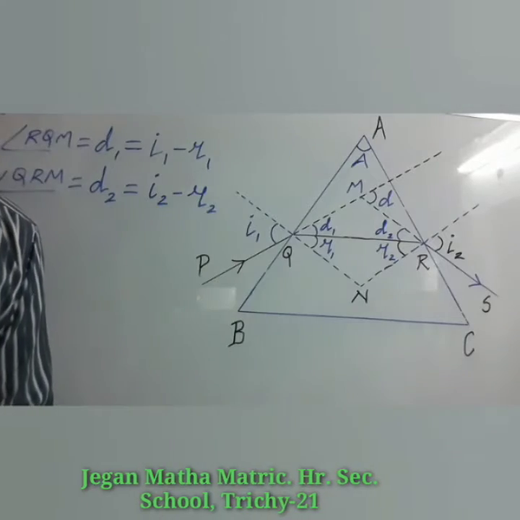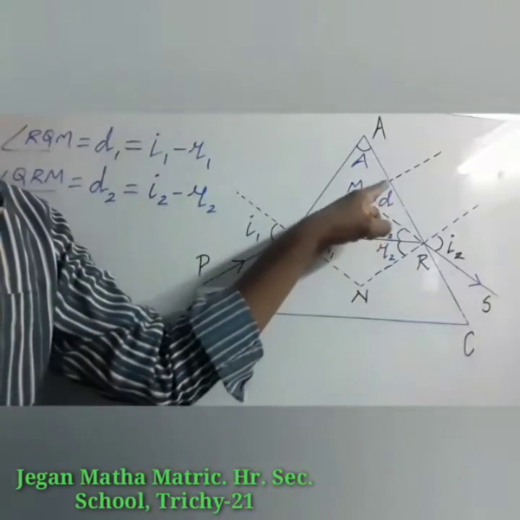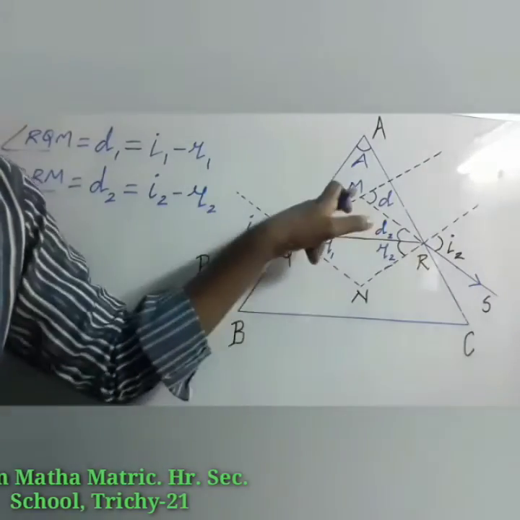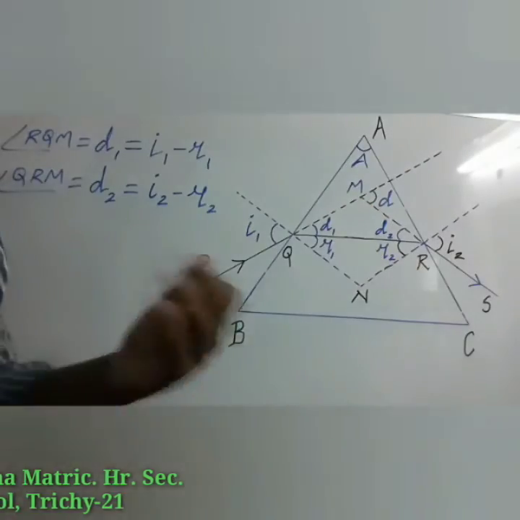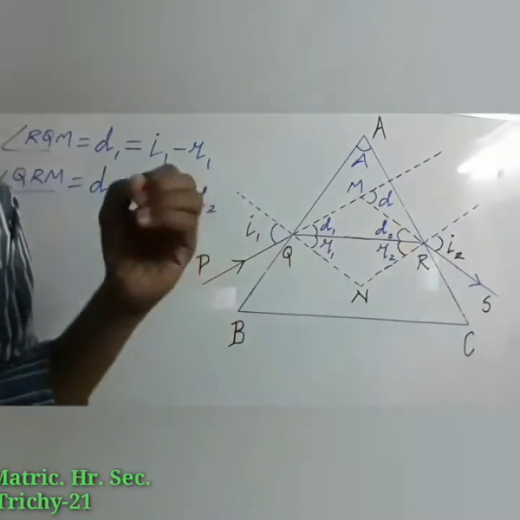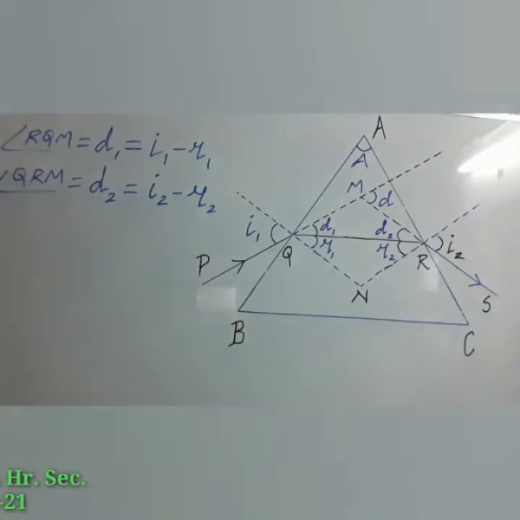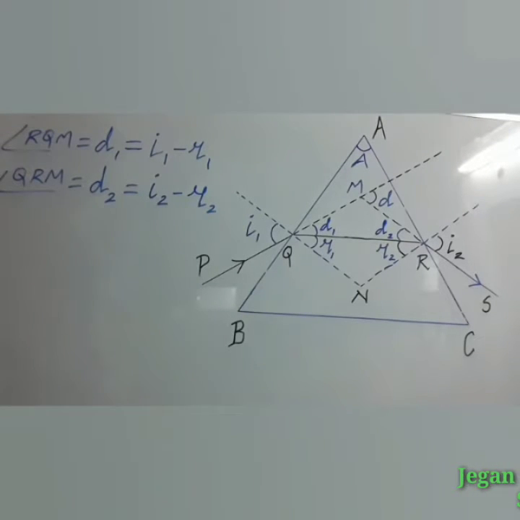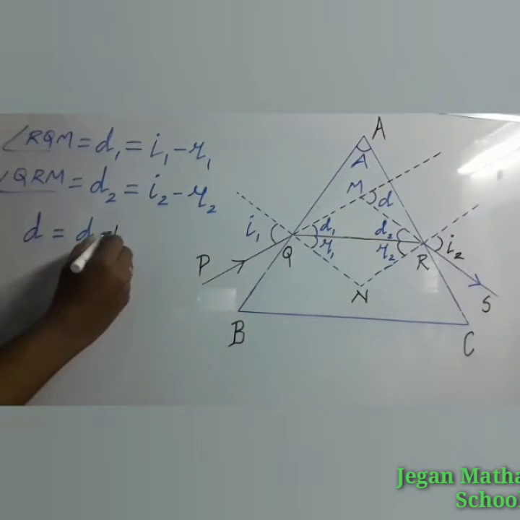What do we have to find? We have to find the angle of deviation produced by this prism. So here the angle of deviation is there. So in this triangle QRM, the angle of deviation D is the exterior angle. We know that already: in a triangle, the exterior angle is equal to the sum of the opposite interior angles. For this exterior angle D, the opposite interior angles are D1 and D2. So we can write the angle of deviation D is equal to the sum of the interior angles D1 and D2.